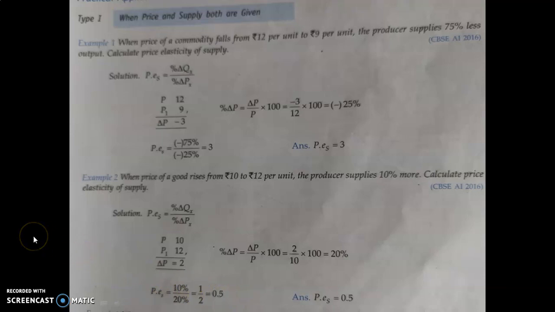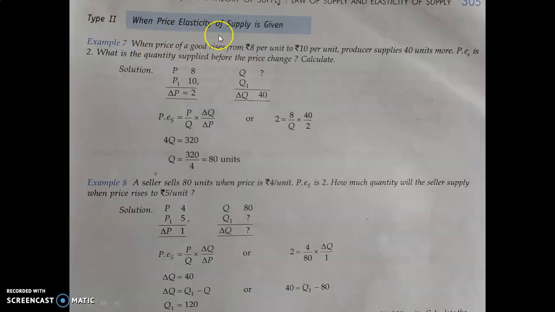Okay students. Then the next situation is when price elasticity of supply is given. What are the examples related to these types of problems? Example 1: when the price of a good rises from 8 per unit to rupees 10 per unit, the producer supplies 40 units more. Price elasticity is 2. What is the quantity supplied before the price change? That is, we have to calculate the old quantity, that is Q.